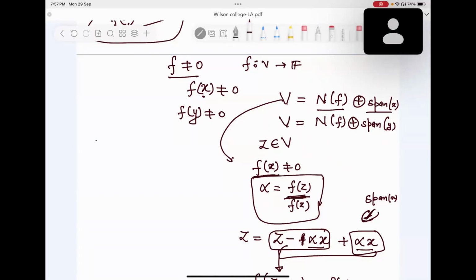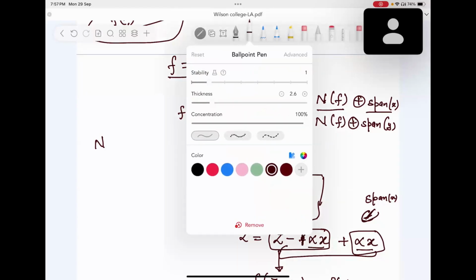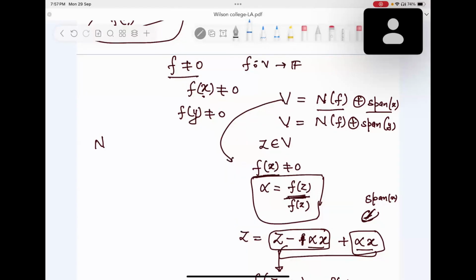What is the intersection of the null space of f and the span of x? Okay, can you tell me quickly what is the intersection of these two subspaces? Zero element only. Only the zero element, right?